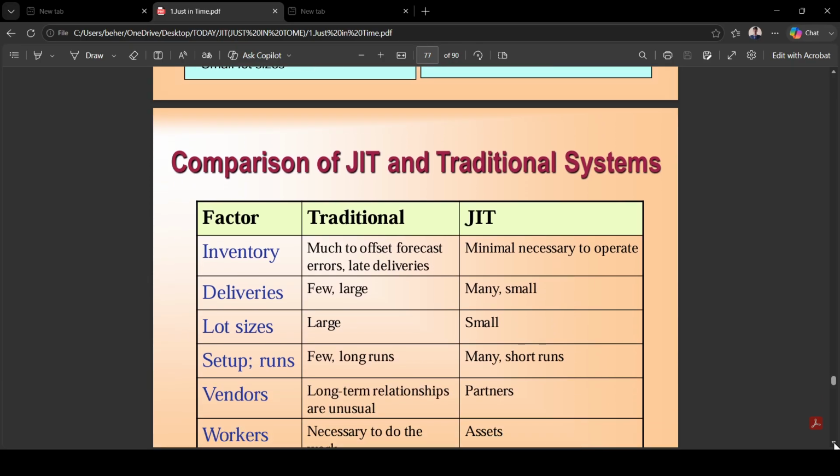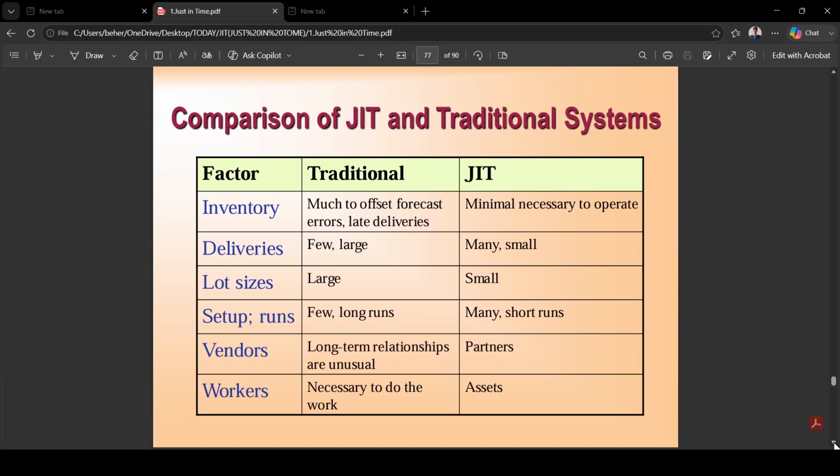Comparison of JIT and a traditional system. Factors, traditional versus JIT: inventory, most is a buffer against forecast error and late deliveries, versus the minimal necessary to operate. Deliveries: few and large versus many and small. Lot size: large versus small. Setup and run: few long runs versus many short runs. Vendors: long-term relationships and partners. Workers: necessary to the work.